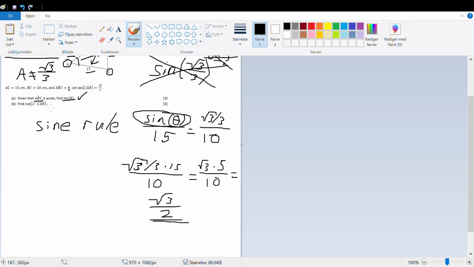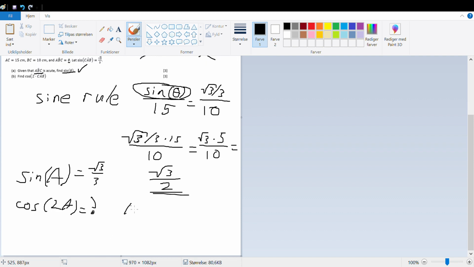Find cosine of 2 times CAB. Right. So now here we go. Okay. Here we're going, well, if we know that sine of A, I'm still calling it A because I find that easier. If we know that sine of A is equal to square root 3 over 3, then what should cosine of 2A be equal to? Can we figure that out? Again, notice that we're not ever being asked to figure out what A is. We do not need to know what A is. This is irrelevant, actually. We can simply use the double angle identities.